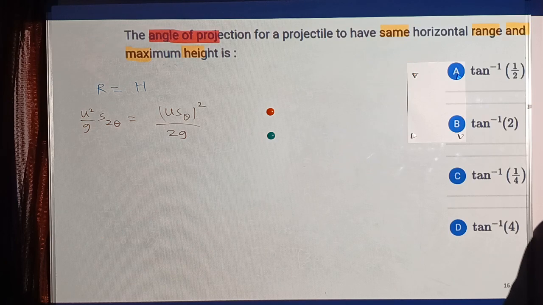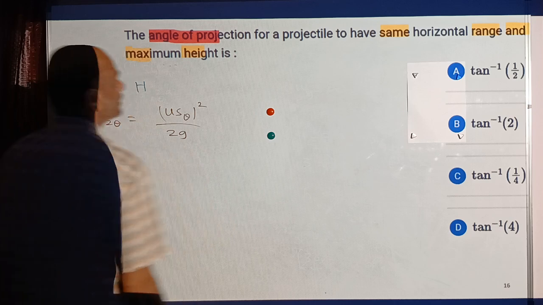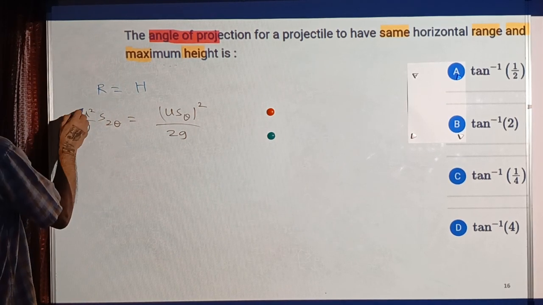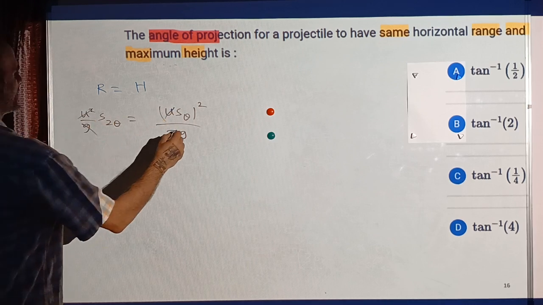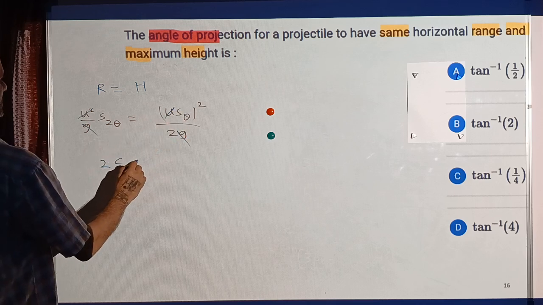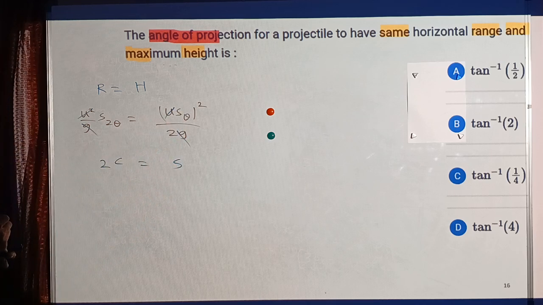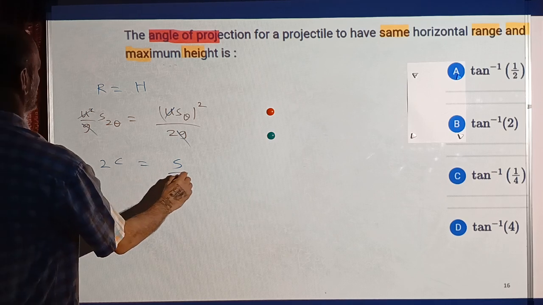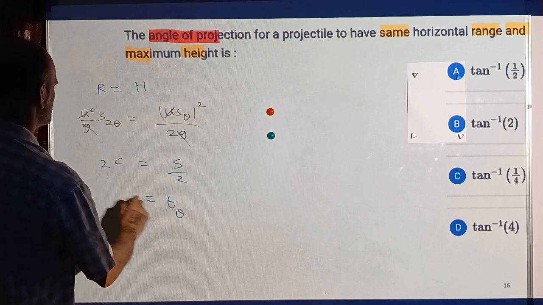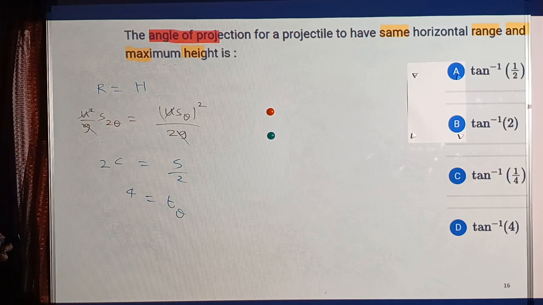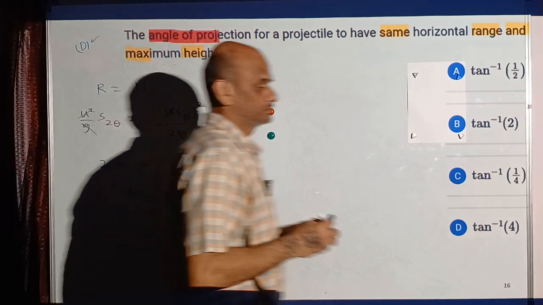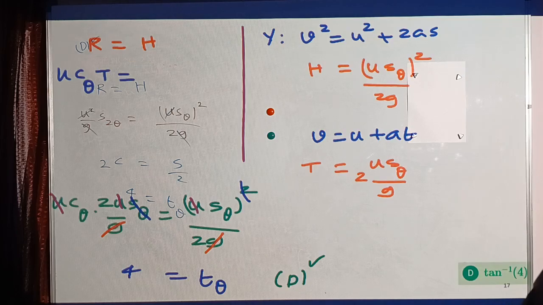So I have to find theta. U square can be cancelled, g can be cancelled, and this is 2 sine cos. One sine will go, so just cos will be there, and this is sine by 2. This 2 is here, and this 2 comes from the sine 2 theta. So tan theta is 4. So theta is tan inverse 4. Option D is the correct one. D is the correct answer.